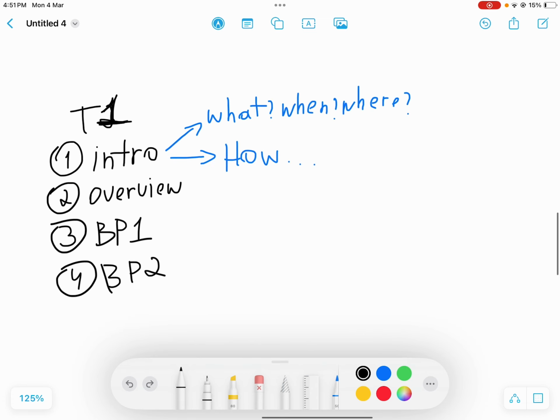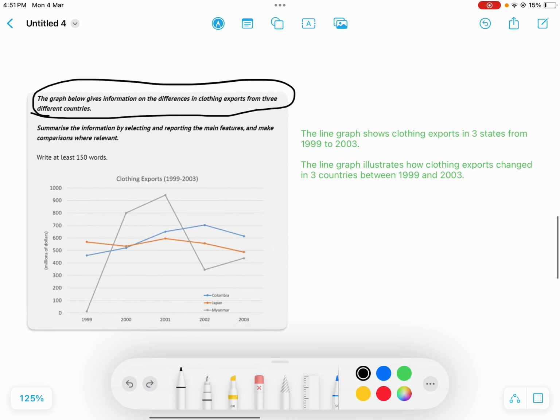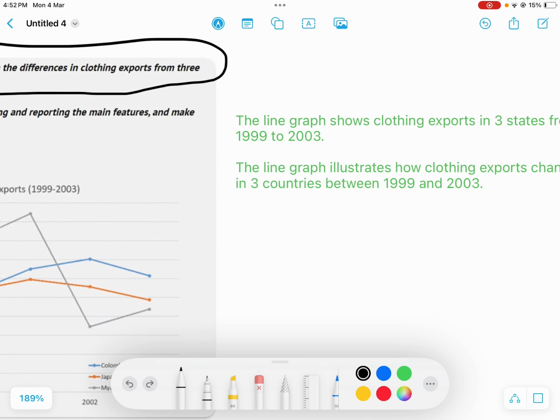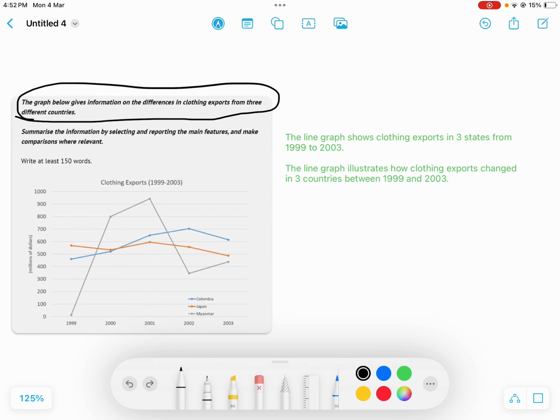Second way, it's called how. Why is it called how? Because we have a word how here. So the line graph illustrates. Illustrate means show. It's a synonym of show. So the line graph illustrates how clothing exports changed in 3 countries between 1999 and 2003.